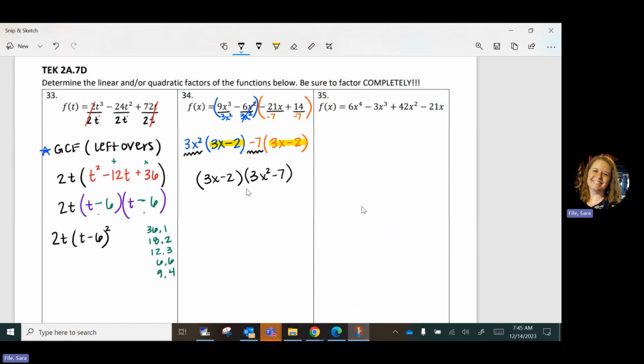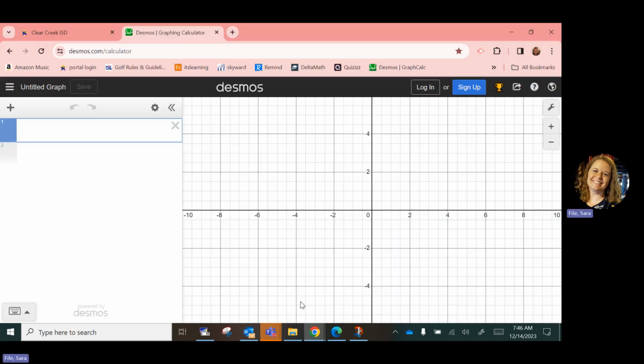So who remembers how to do that in Desmos? What are we looking for when we check these in Desmos? Yeah, if the original equation and what we got as factors are identical on the graph, that's what we're looking for. So I'm going to pull up Desmos and we're going to check this.